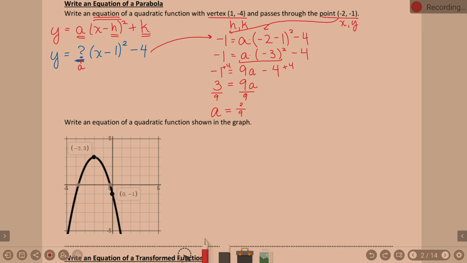3/9, which reduces to 1/3. I get that it's the repeating decimal 0.33333, but Savas isn't going to take that. Okay, they're going to want the fraction form. So now, what can I do with this? A is 1/3.